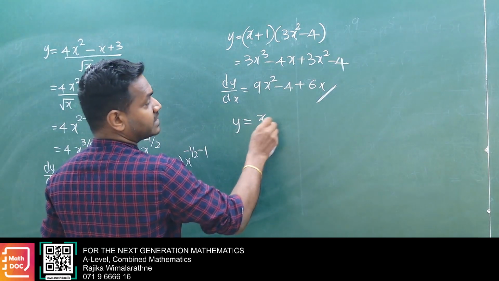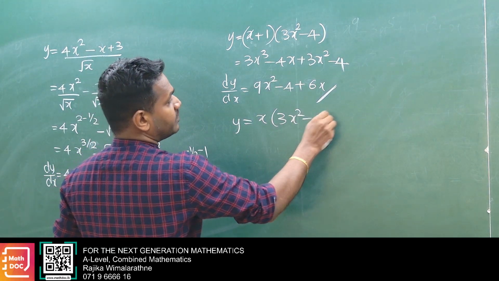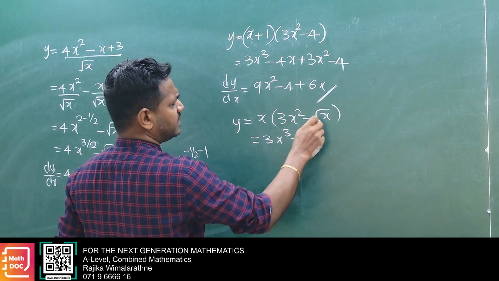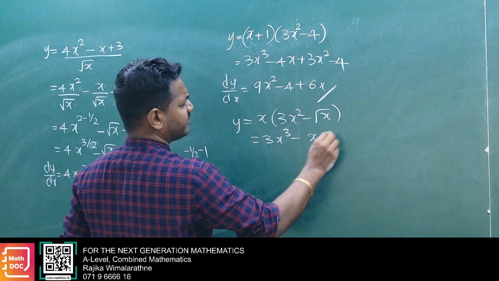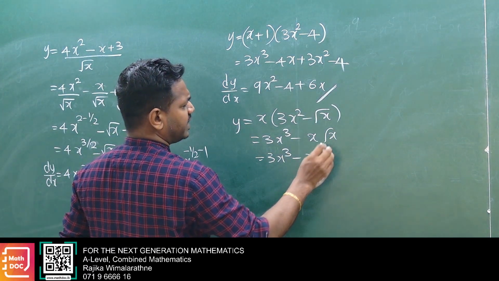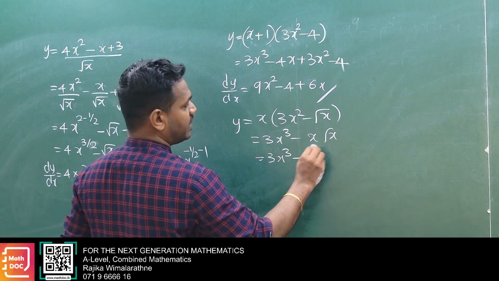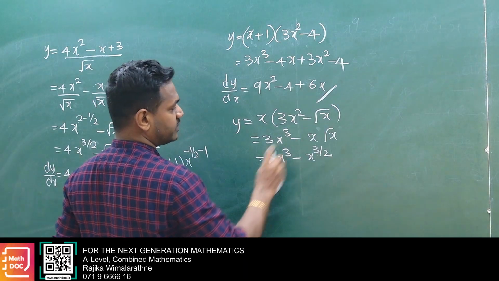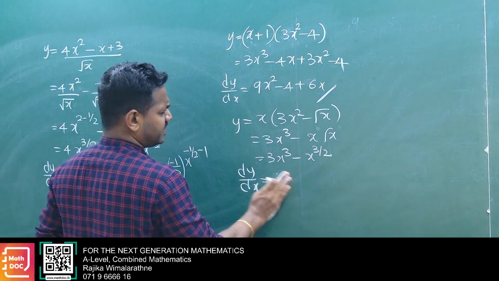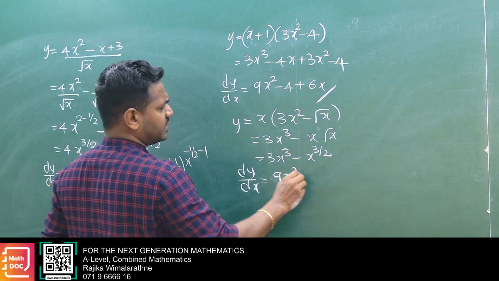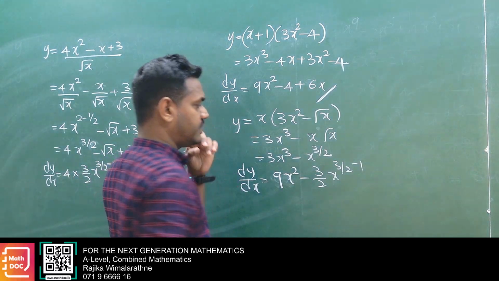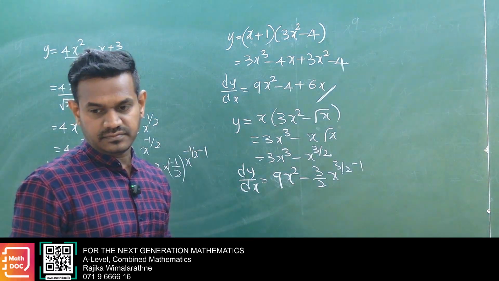Then y equals x times 3x square minus root x. 3x cube, here x times root x. 3x cube, x to the power 1, x to the power half, x to the power 3 over 2, 1 plus half. Then differentiate. Here 9x square, 3 over 2 x, 3 over 2 minus 1, nx to the power n minus 1.